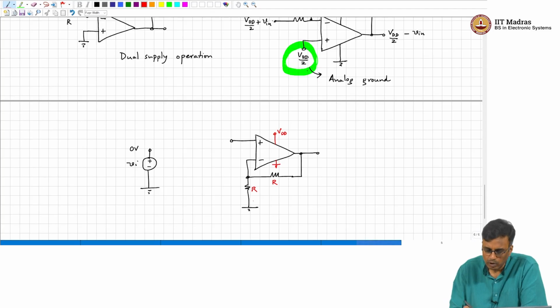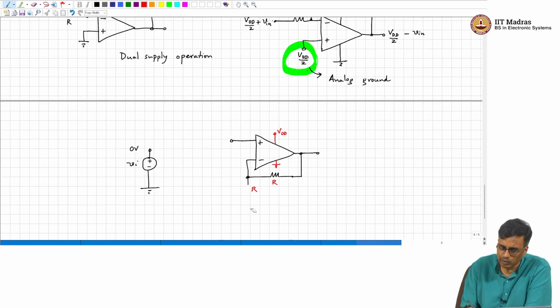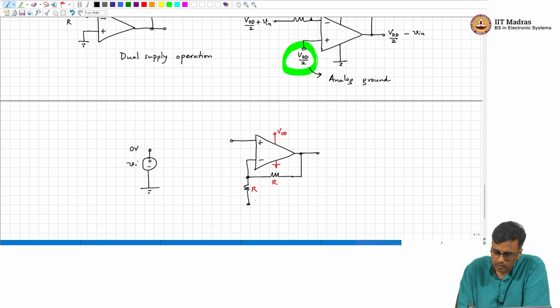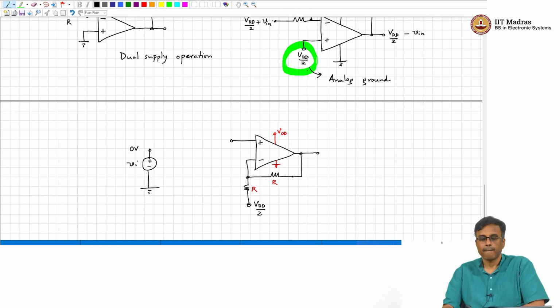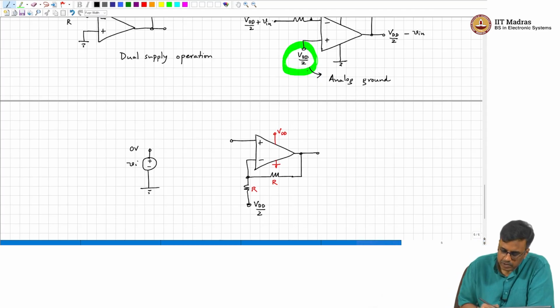all right. And that is one thing, and what should this be? If you had dual supplies, then this was ground. Now we have a single supply, so what should this be? Remember, this should be VDD by 2. All right. Does that make sense?